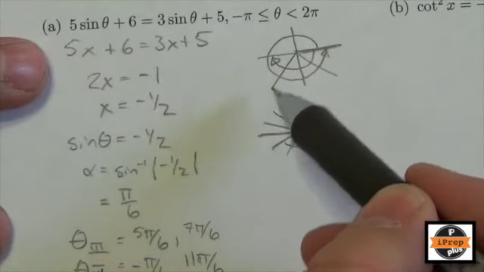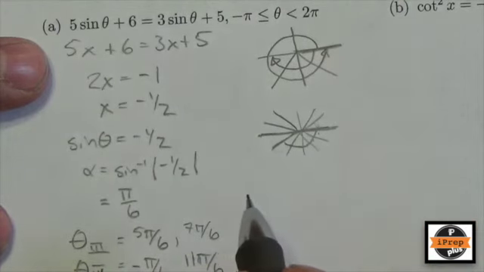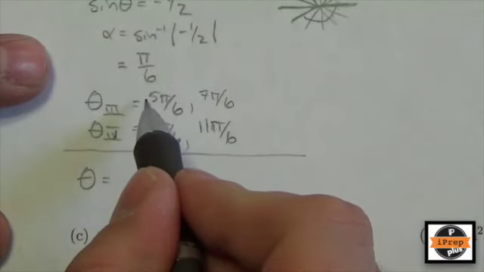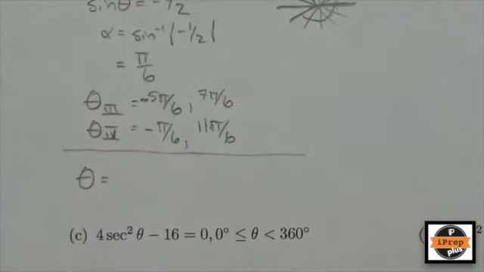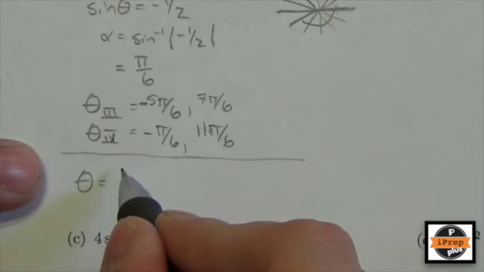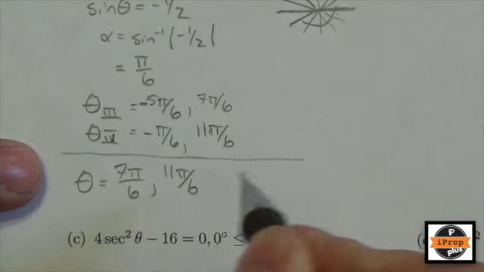So for example, this one right here I know is going to be 7 pi over 6. This one over here is going to be 11 pi over 6. Actually, I can see right now I made a little mistake here. This is supposed to be negative. Sorry, I forgot to throw the negative down there. So my two answers here for my general solution will be 7 pi over 6, comma 11 pi over 6.